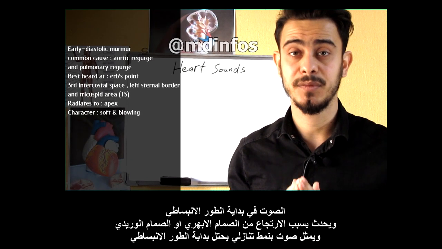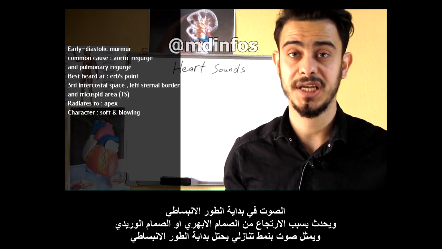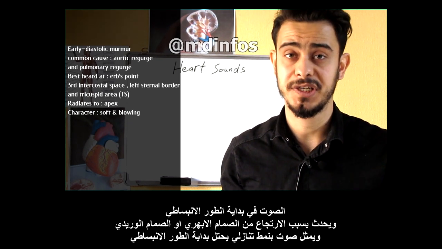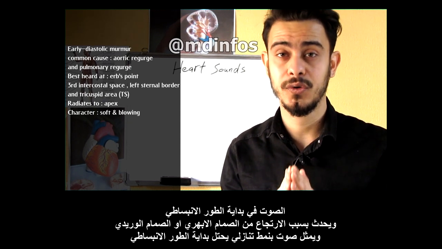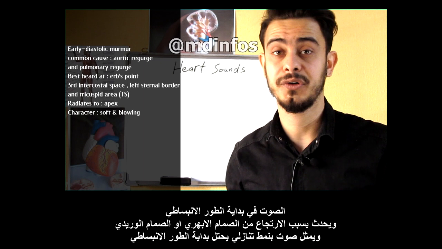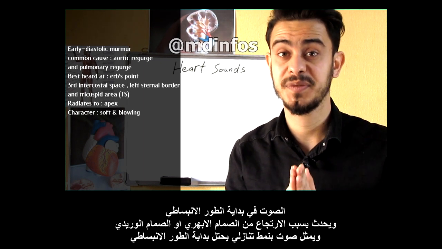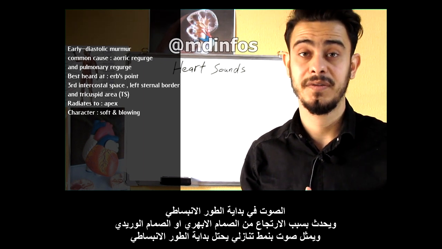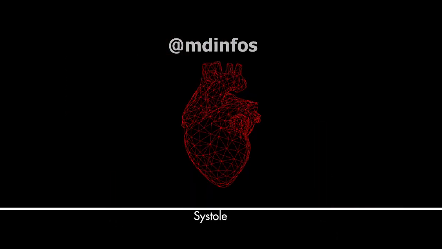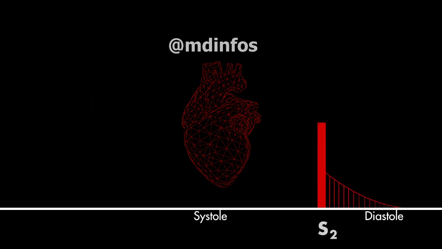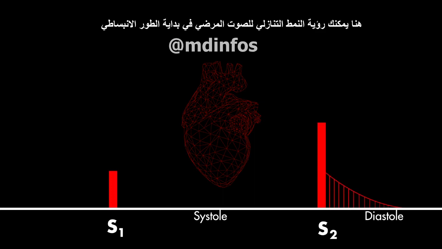The early diastolic murmur is commonly caused by aortic regurgitation and pulmonary regurgitation. For aortic regurgitation, it is best heard at the third intercostal space, left sternal border, which is also known as the Erb's point. It is a decrescendo murmur that is occupying the first half of diastole. Here you can see the decrescendo murmur that occurs in early diastole.